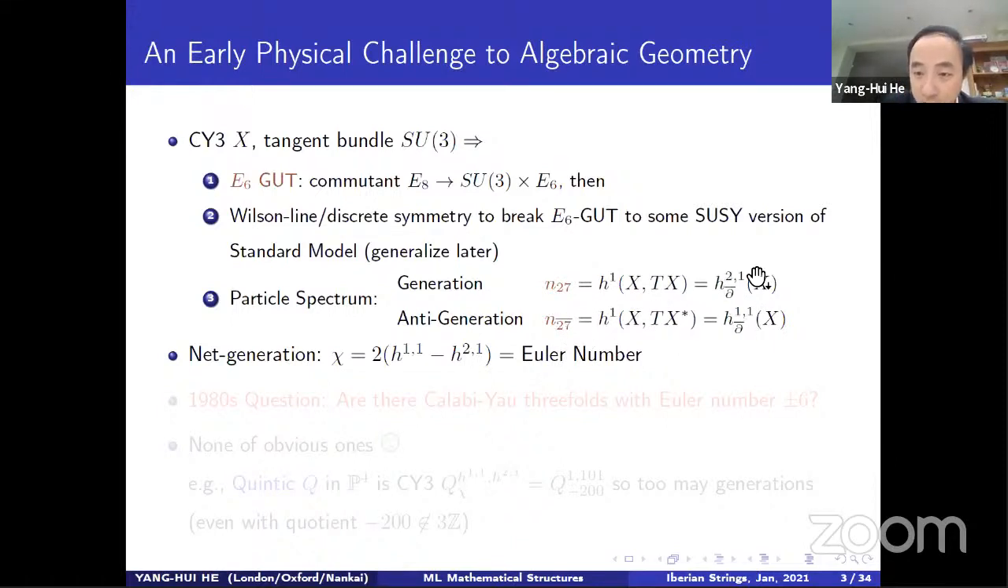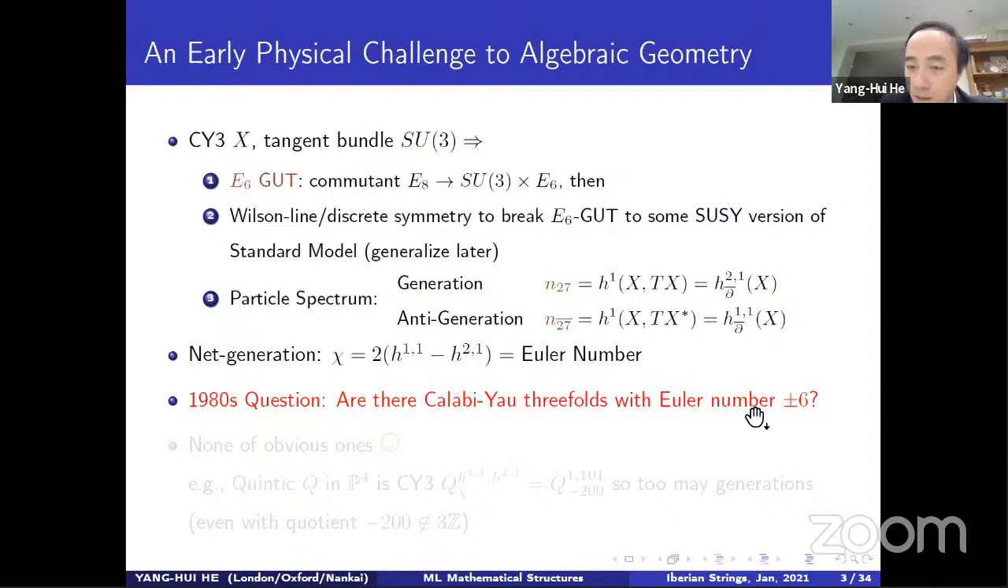And topologically, we know that the difference is exactly half of the Euler number. This is just the index theorem. So in the 1980s, physicists asked the mathematicians, and it's probably the very first time that physicists posed a precise question to algebraic geometry. And it's a very cute story. They asked: are there any compact smooth Calabi-Yau threefolds with Euler number plus or minus 6?